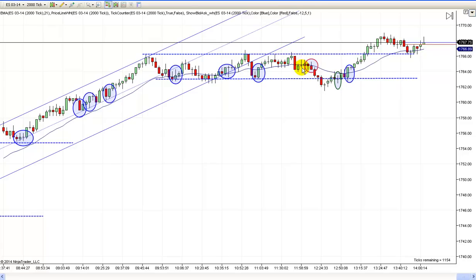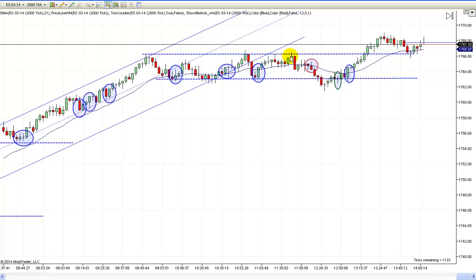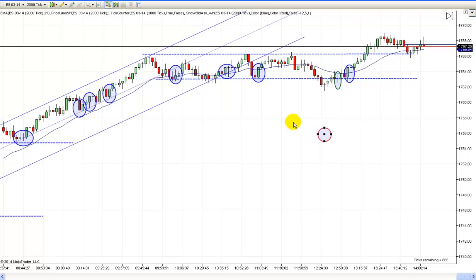It wasn't a very good setup. It's right in the middle. So I didn't like going short on that second entry. And a real aggressive trader might have gone short right there. But notice you could have done that there and you would have got burned. So you've got to be careful. You've got to wait on the right setup.